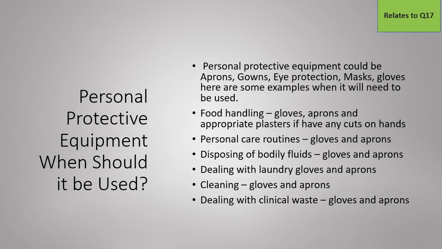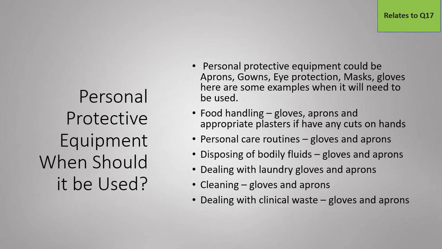We're now going to look at a slide relating to question number 17, and we're going to look at personal protective equipment, which is often known as PPE. I'm going to talk a little bit about what it is and then when it should be used. Personal protective equipment could be aprons, gowns, eye protection, masks, gloves. And here you'll see some examples of when it will need to be used.